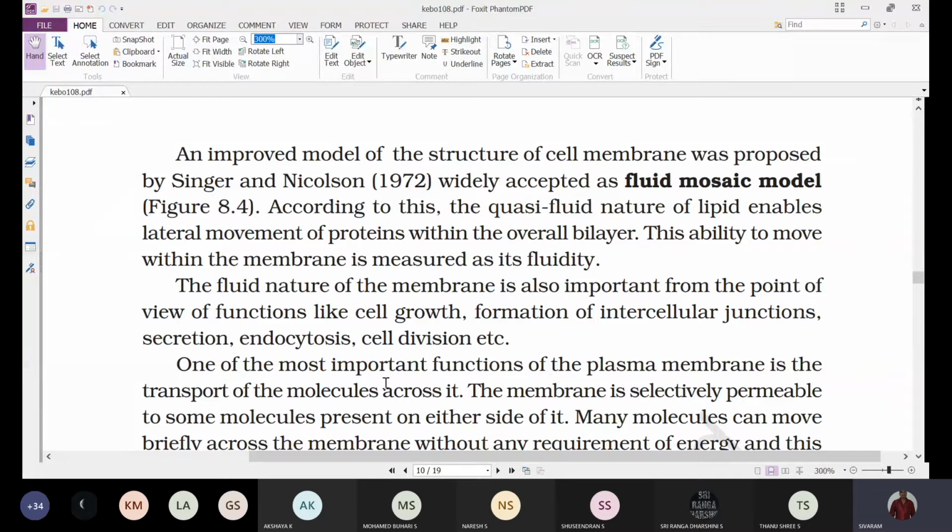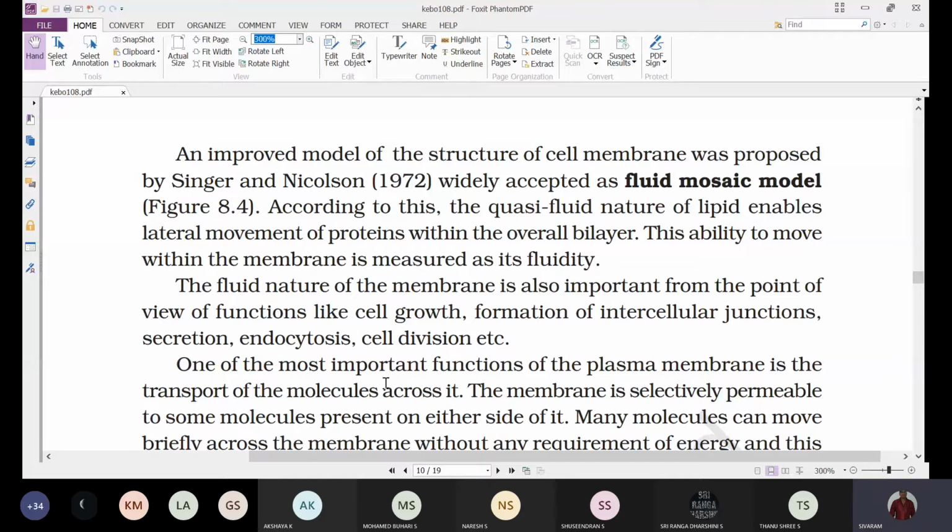there are some molecules which are moving across the membrane into the cell, and at the same time some molecules that are present inside the cell will move out of the cell. If the cell membrane is very tough and rigid, how are these molecules able to move? And how are these molecules transported? The molecules are transported by some transport proteins that are present in the cell membrane.